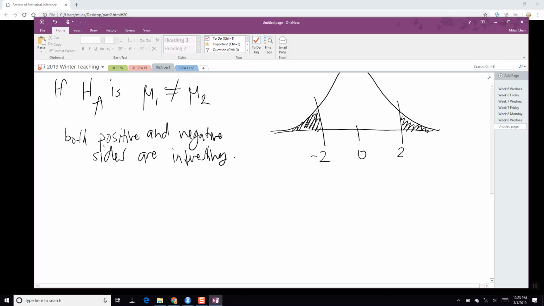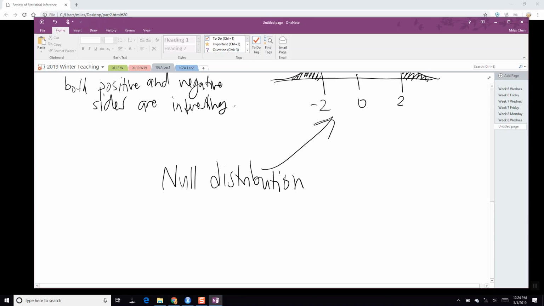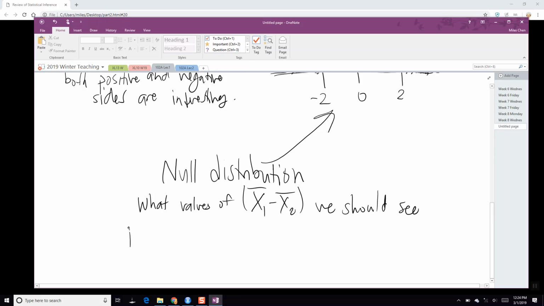And this distribution is the distribution of possible x bar 1 minus x bar 2 values that I can get while the null hypothesis is true. This is our null distribution, which tells us what values of x bar 1 minus x bar 2 we should see if mu1 minus mu2 is equal to 0.